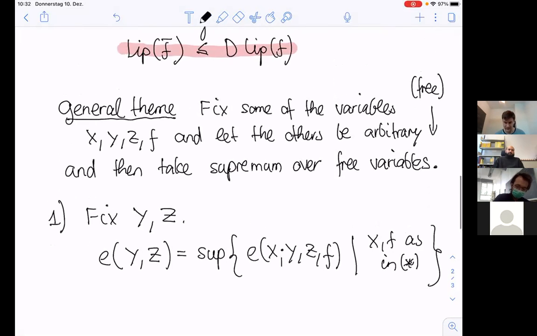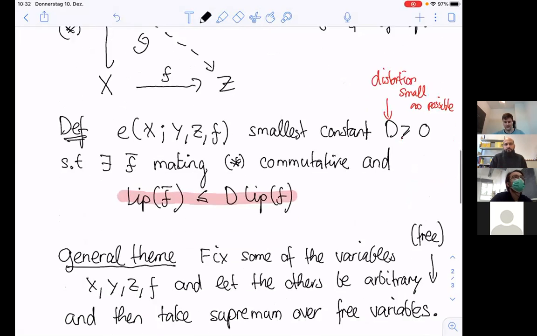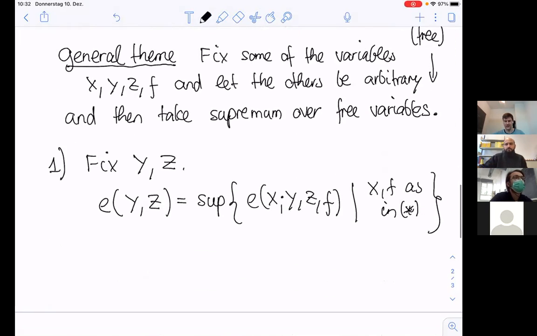So okay, maybe let me go back to the diagram. So we have y and z fixed. So y is fixed, z is fixed, and then we basically take any subspace of y, so any x, and then the embedding doesn't matter since y is fixed, and we just take any metric subspace of y, and f is also varied. So that's historically the first notion that has been considered.